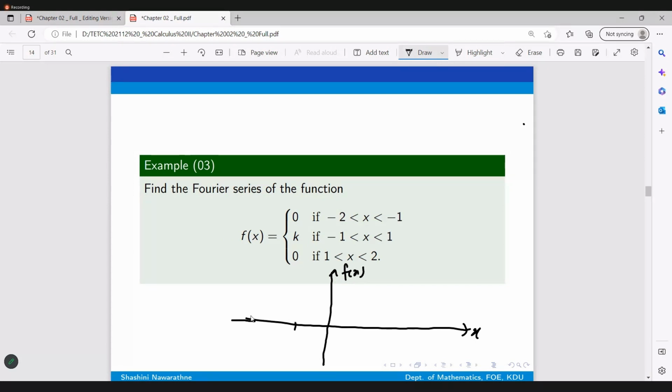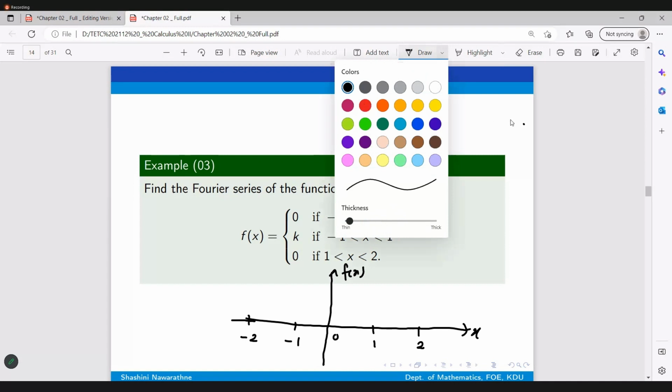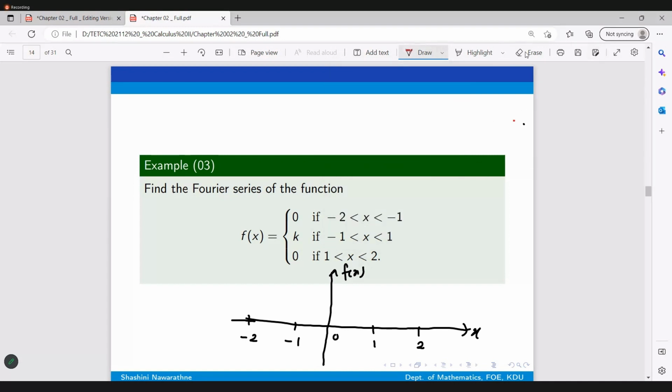Let's draw the graph: minus 1, minus 2, 0, 1, and 2. Okay. To draw the graph, first we have to identify that this function is given as a piecewise function. So we need to draw the graph according to each part of the domain.